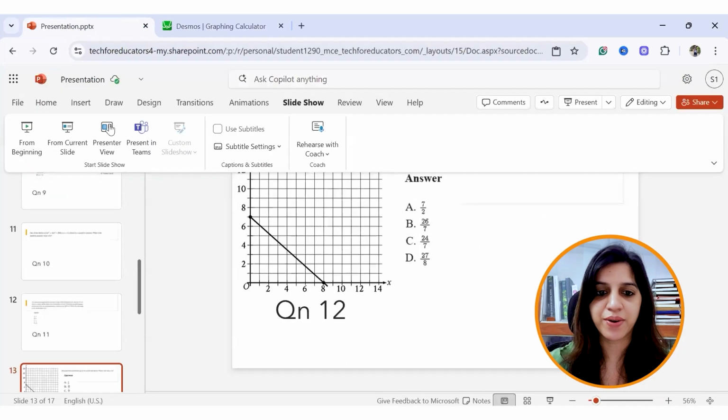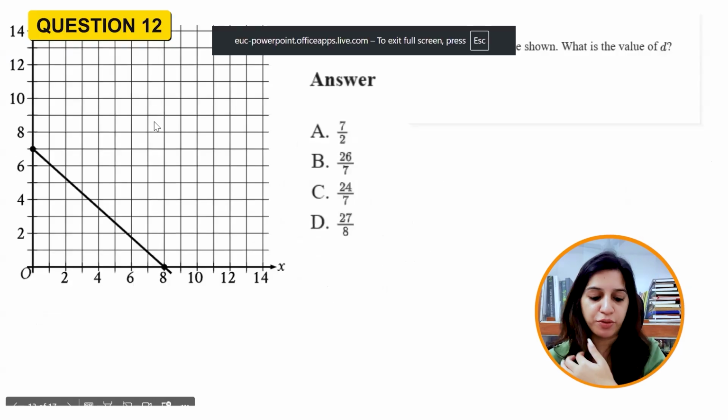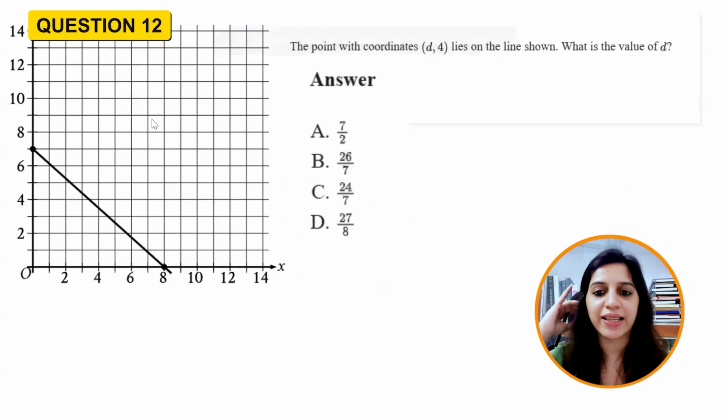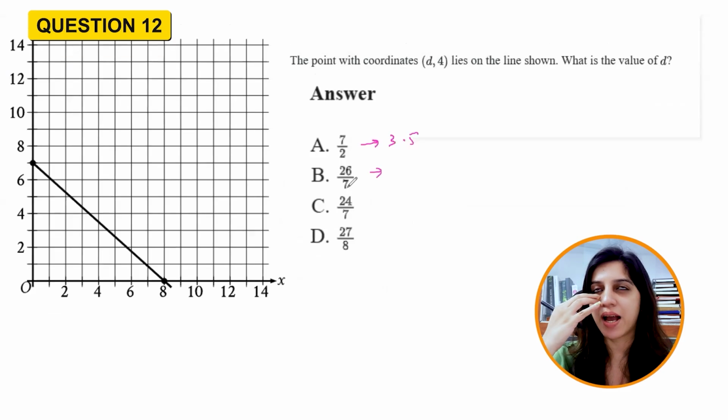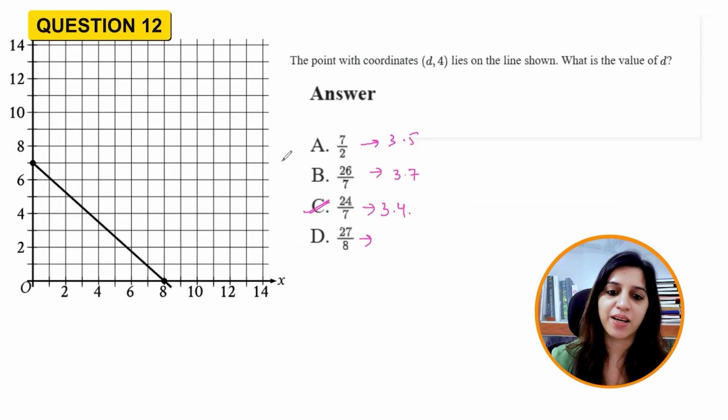Now I can go back to the question and see which option is giving me 3.42. Out of these options, the first one was giving me 3.5. If I do 26 by 7, I am going to get 3.7 something. If I do 24 by 7, it's going to give me 3.4. Yeah, I think this one's the one. And if I do this, I'm going to get 3.3 something. So I want 3.42. It's option C. Correct answer, option C. I hope it's clear. I hope it makes sense.